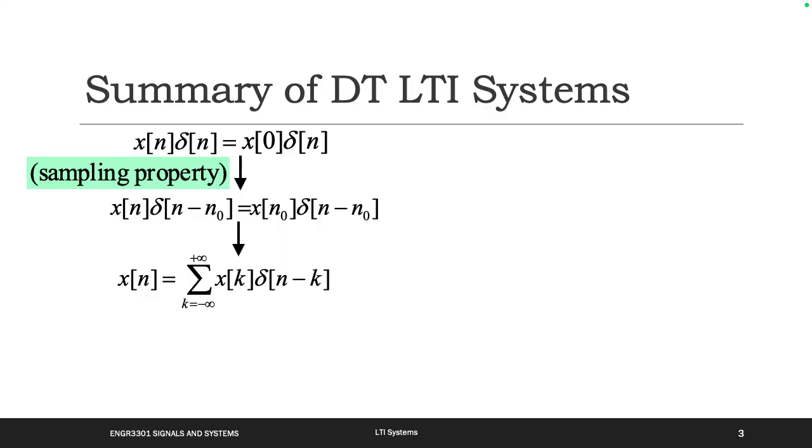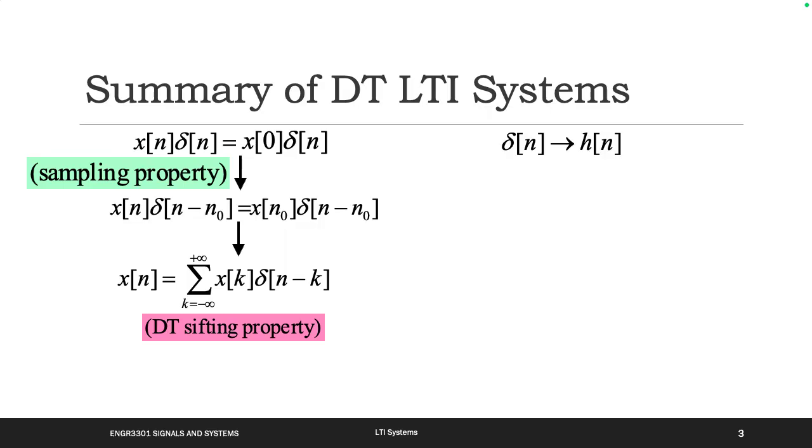Do you remember I gave you an example, where x[n] equals x[-4] delta[n+4] and then so on, because that x[n] is just from -4 to 2. We can represent x[n] using this equation because of the sampling property. And we call this property the shifting property.